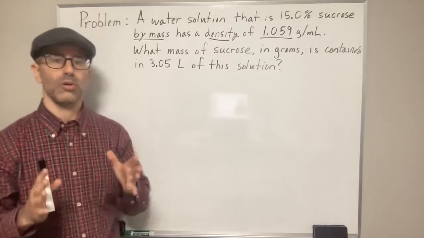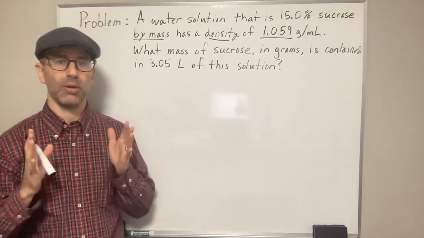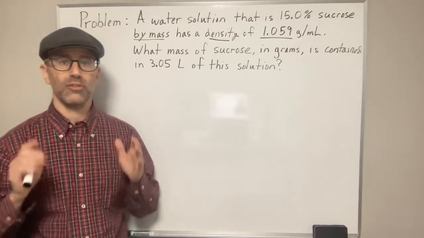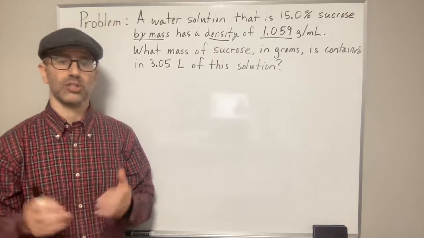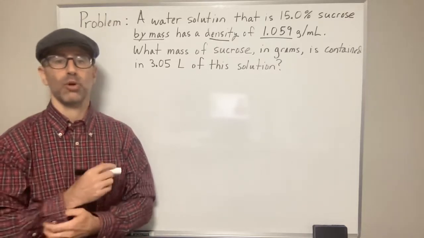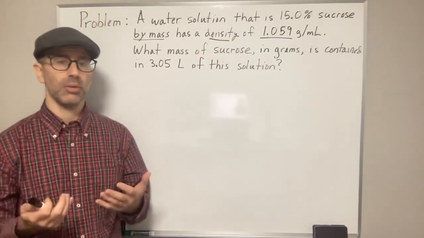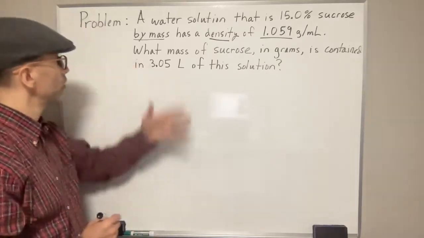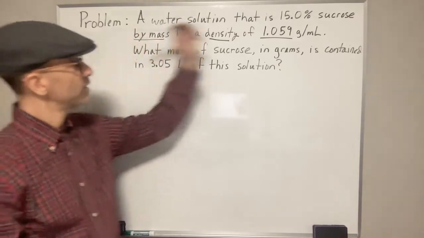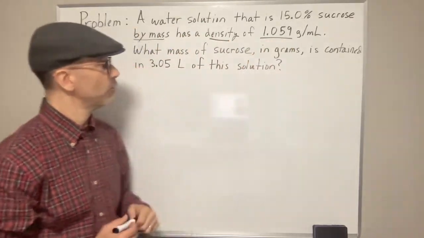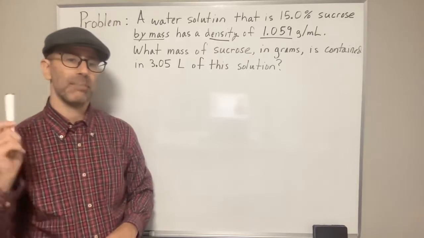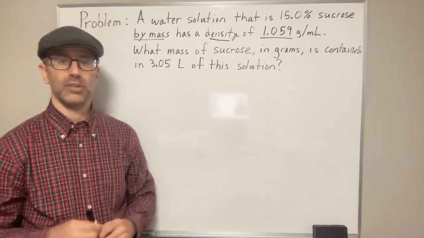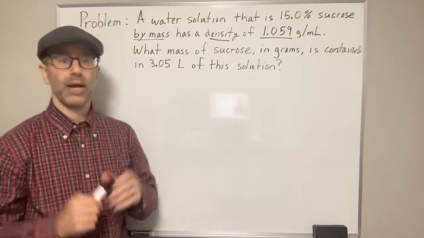So when we're always attacking a word problem like this, the first thing I always tell my students is to pull out the conversion factors, pull out those relationships, because those relationships that they give us are going to be used as conversion factors. So that's the first thing. So let's read through the problem. They give us 15.0% sucrose. Whenever you're given a percentage, you're going to use that as a conversion factor. So you've got to rewrite that as a conversion factor.